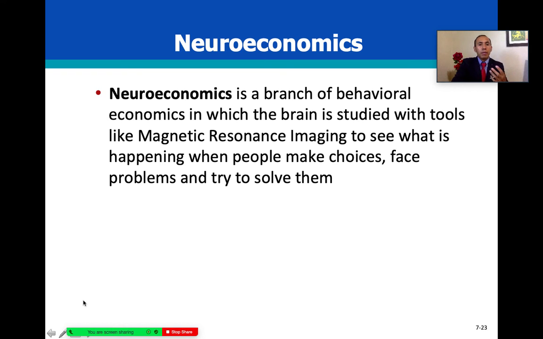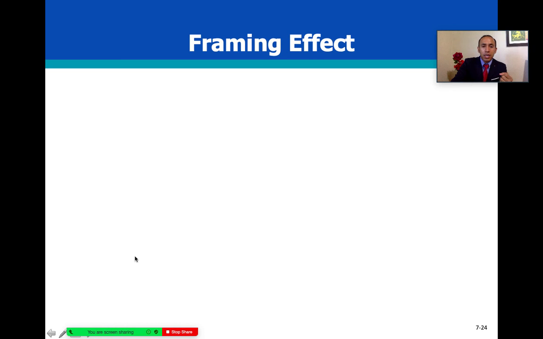Now, neuroeconomics is a branch of behavioral economics, a field that studies the brain through advanced magnetic resonance imaging, MRI, to see what's happening when you make decisions, when you're faced with certain situations, problems, or sets of constraints, and you try to solve them using the mental processing mechanisms of the brain, or how your brain processes information. Very interesting science as well.